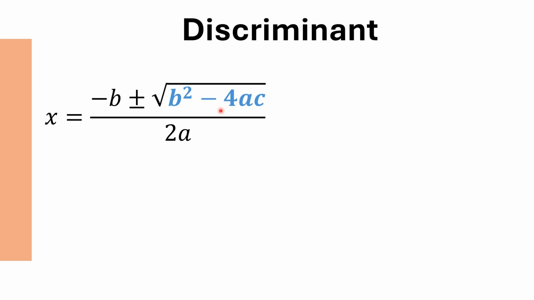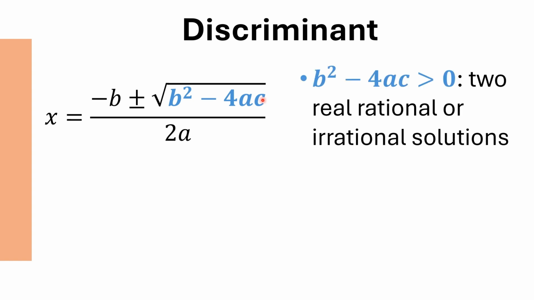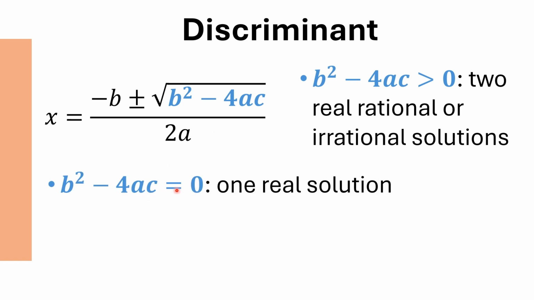So if the discriminant b squared minus 4ac is positive, which is greater than 0, you can take the square root of a positive number, so that means that your quadratic equation is going to have two real rational or irrational roots. If the discriminant b squared minus 4ac is equal to 0, the square root of 0 is 0, so the square root part disappears, so that means the quadratic equation is going to have only one real solution.